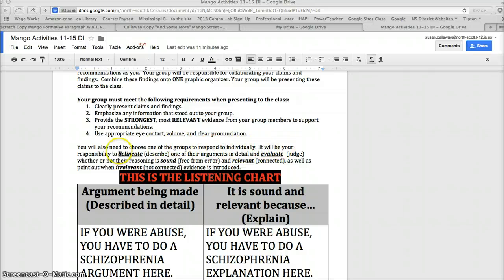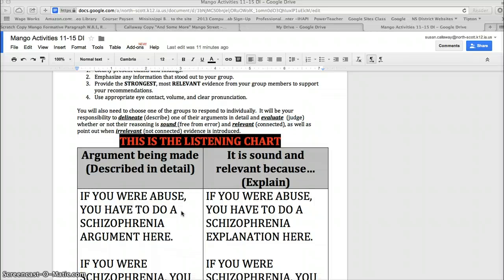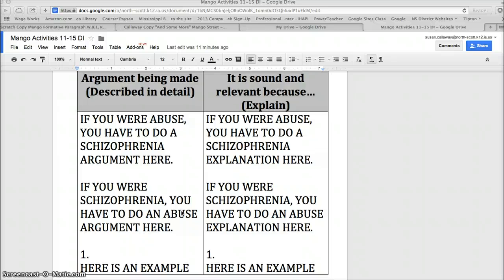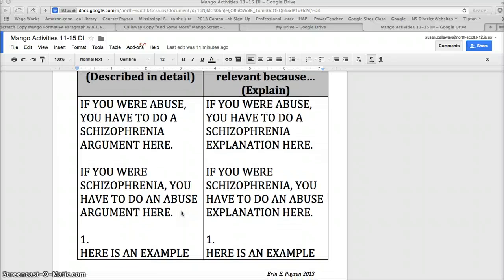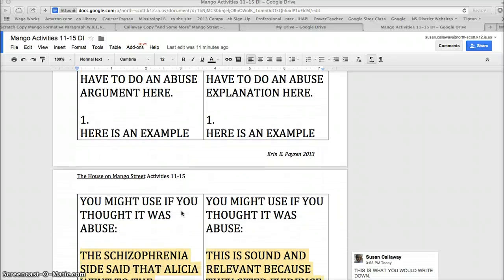It will be your responsibility to delineate or describe one of their arguments in detail and evaluate or judge whether their reasoning is sound, free from error, good, and relevant, connected to it, as well as point out when irrelevant or not connected evidence is introduced. So for your homework, if you thought it was abuse, you have to put a schizophrenia argument here. But if you were schizophrenia, you have to put an abuse argument here. You're analyzing their argument.